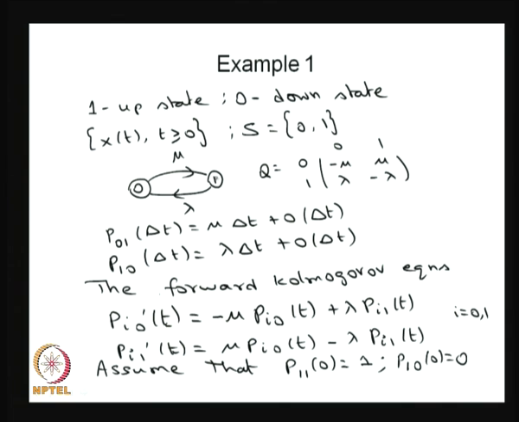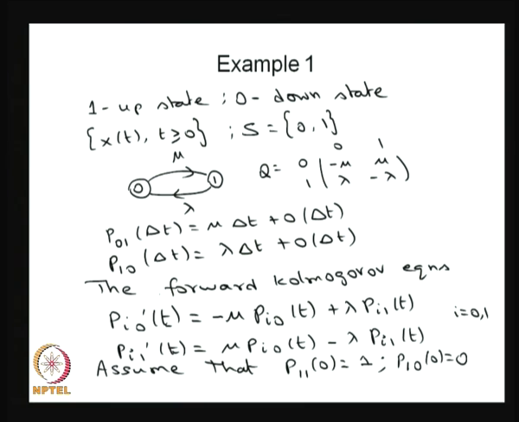That means you start from the state 1, either you would have come from the state 0 to the 1, or you did not move from the state 1. Therefore, minus lambda times pi 1 of t plus mu times pi 0 of t, that is the net rate corresponding to the state 1. So, now we are able to write the forward Kolmogorov equation. This is the interpretation of the forward Kolmogorov equation.